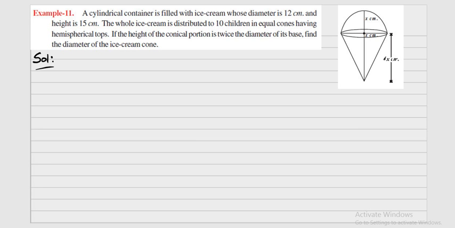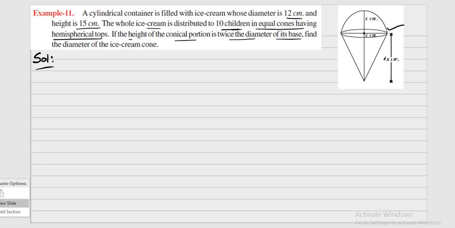See example 11. So what he has given: a cylindrical container is filled with ice cream whose diameter is 12 centimeters and height is 15 centimeters. The whole ice cream is distributed to 10 children in equal cones having hemispherical tops. So you might have seen the shape of an ice cream cone, right? So this is nothing but that particular thing that is given. So if the height of the conical portion is twice the diameter of its base, find the diameter of the ice cream cone. So it's asking you to find the diameter of the ice cream cone, right?